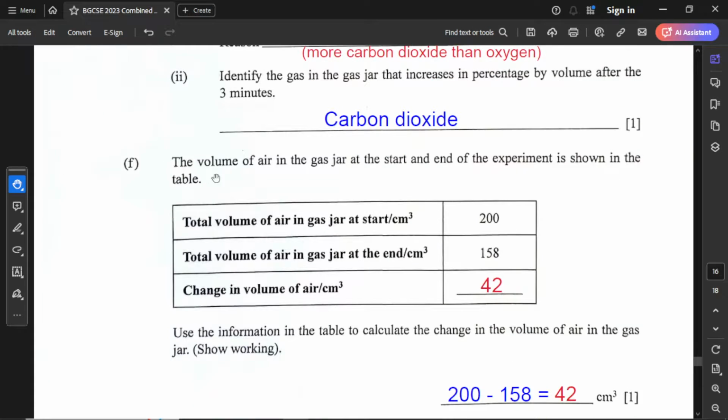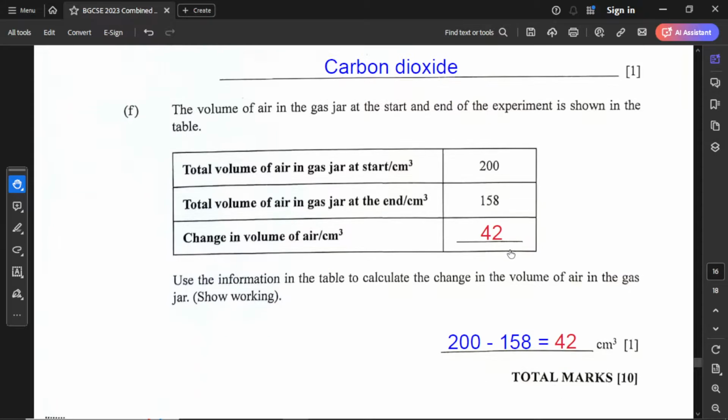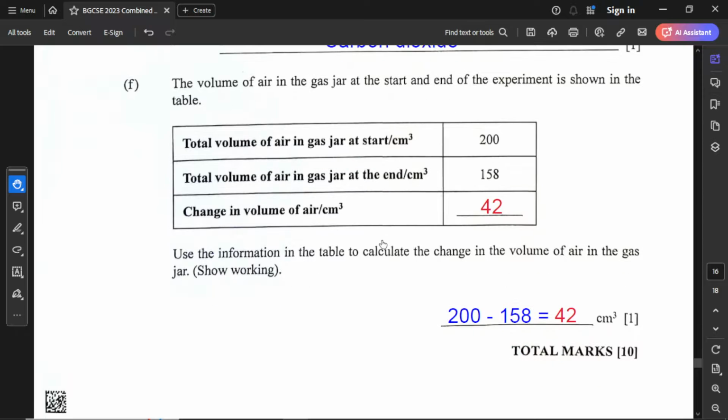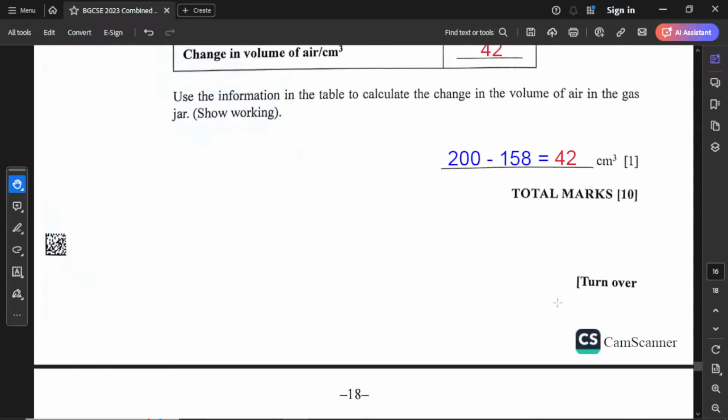Part F is the volume of air in the gas jar at the start and end of the experiment is shown in the table. So the volume when you start is 200, and the volume of gas at the end is 158. They ask us to calculate the change in volume, and that is 200 minus 158. That gives us 42. All right. So 42 is the correct answer.